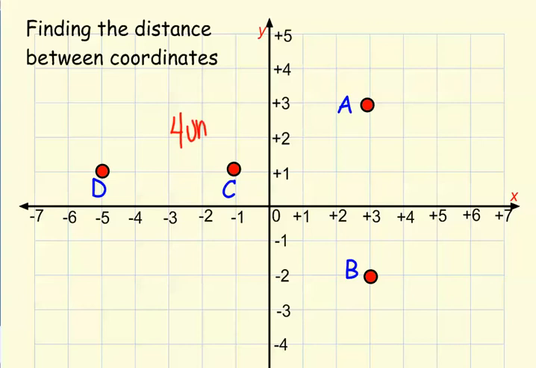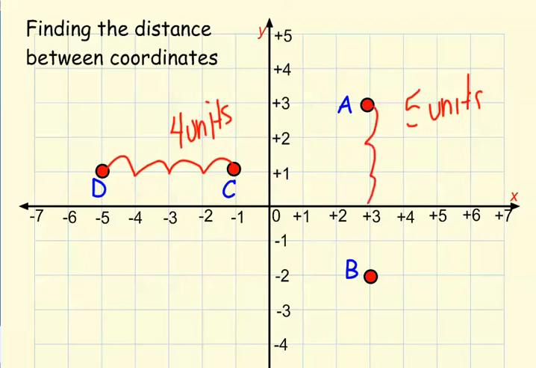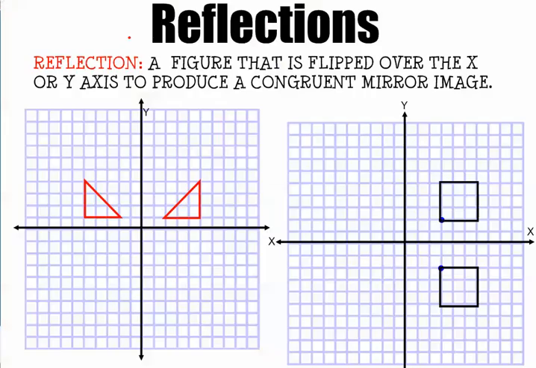Okay, hopefully you saw 4 units. 1, 2, 3, 4. All right, what did you get from A to B? Hopefully you got 5 units, because that is 1, 2, 3, 4, and 5. Okay, so that's distance. We're going to come back to that at the end of the unit, but let's move on to reflection right now.